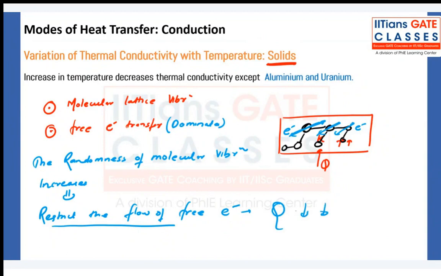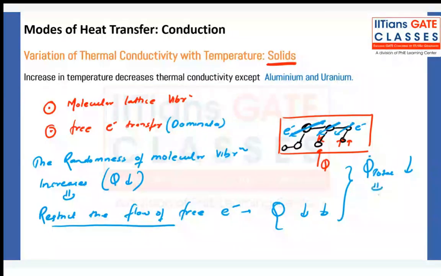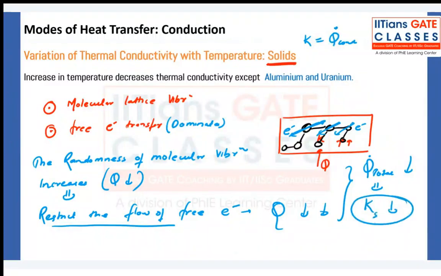And it is already low. The total heat transfer is going to reduce in solids if you are increasing the temperature. Okay, the rate of heat transfer, very important. The rate of heat transfer is going to reduce. And because we already know that K is equal to Q dot conduction, therefore I can say that thermal conductivity for solids also reduces with temperature. So as temperature increases, thermal conductivity of solids decreases. Is it clear?